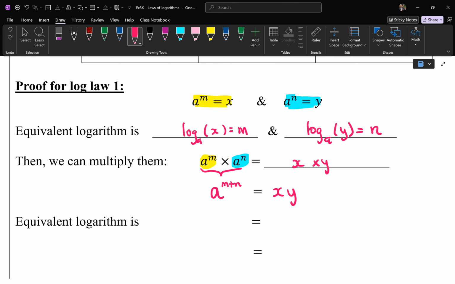Is it log A times A to the power of n plus n? Oh, yes, that's how you do it. Yes, that's how. So to do the inverse of exponent base A, you do log base A on the left.